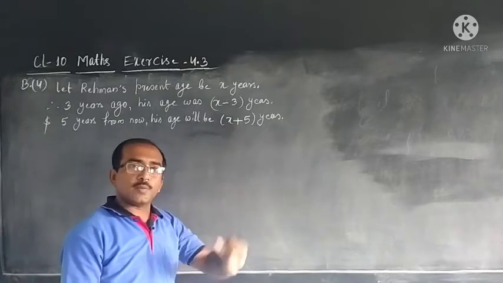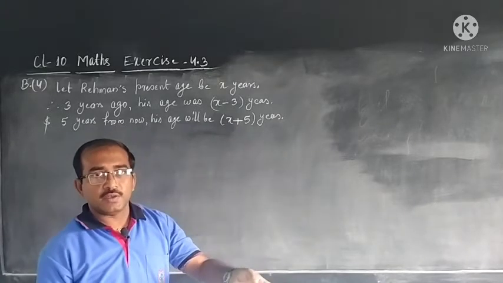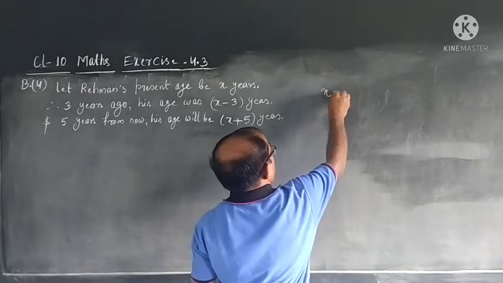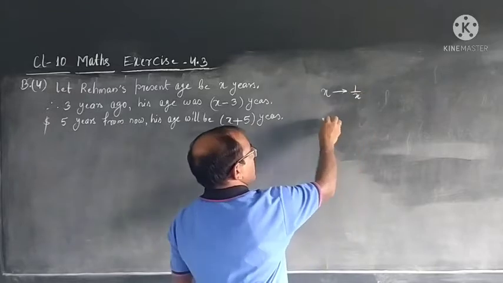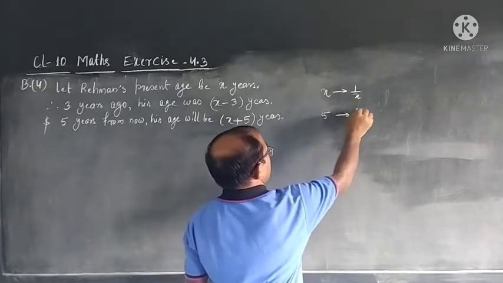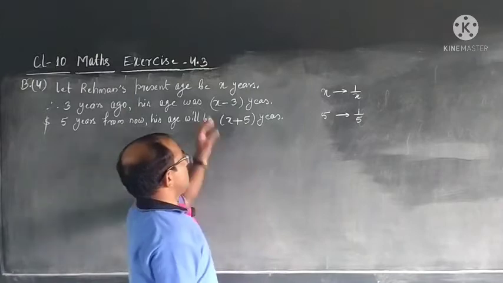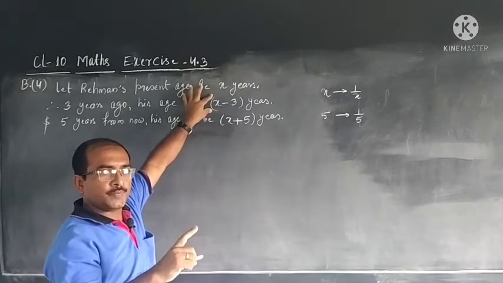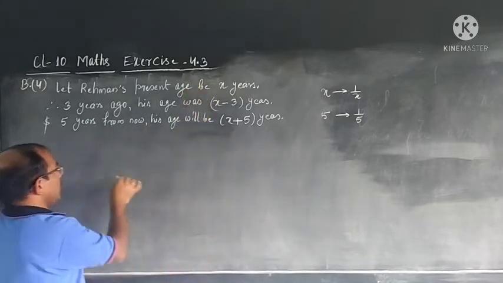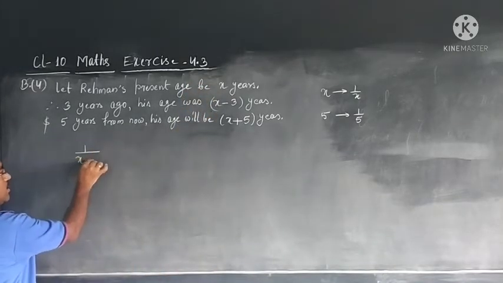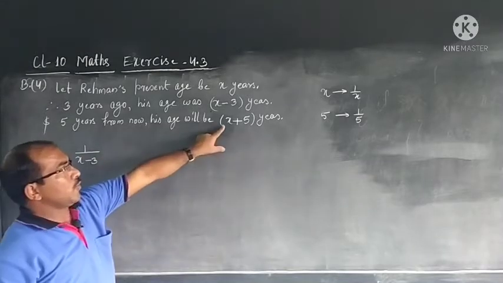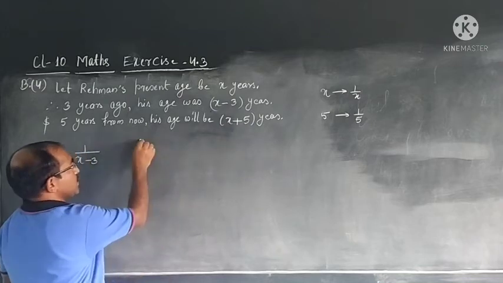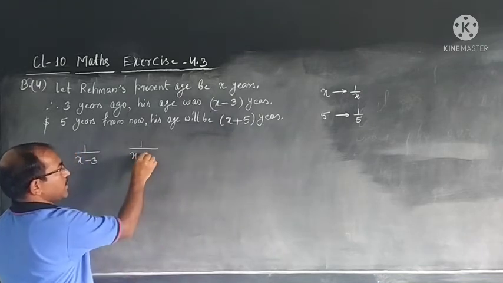What is the question telling? The sum of the reciprocals of his age. You already know what a reciprocal is. The reciprocal of x is 1 by x, the reciprocal of 5 is 1 by 5. So, his age 3 years ago was x minus 3, so the reciprocal will be 1 by x minus 3. From 5 years from now his age will be x plus 5, so its reciprocal will be 1 by x plus 5.